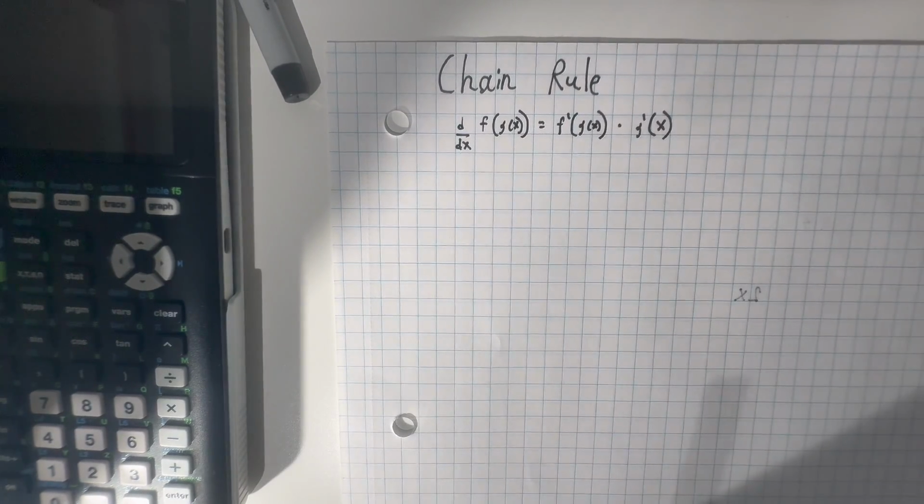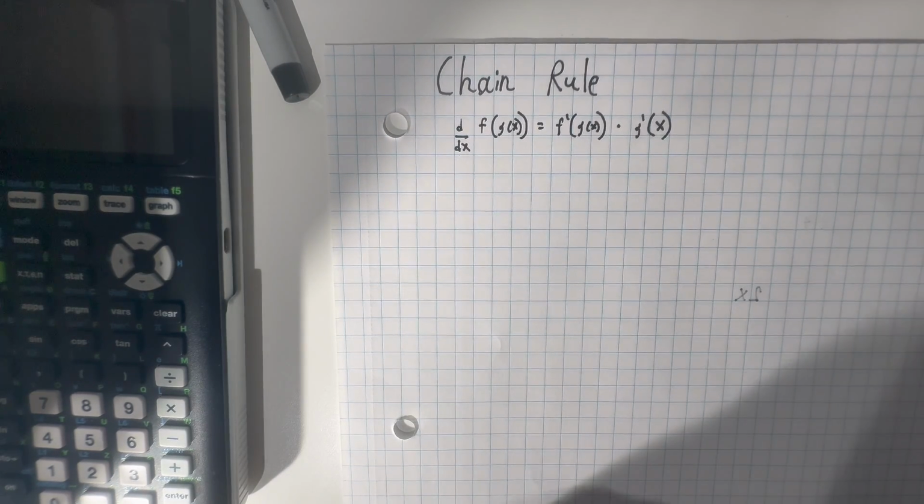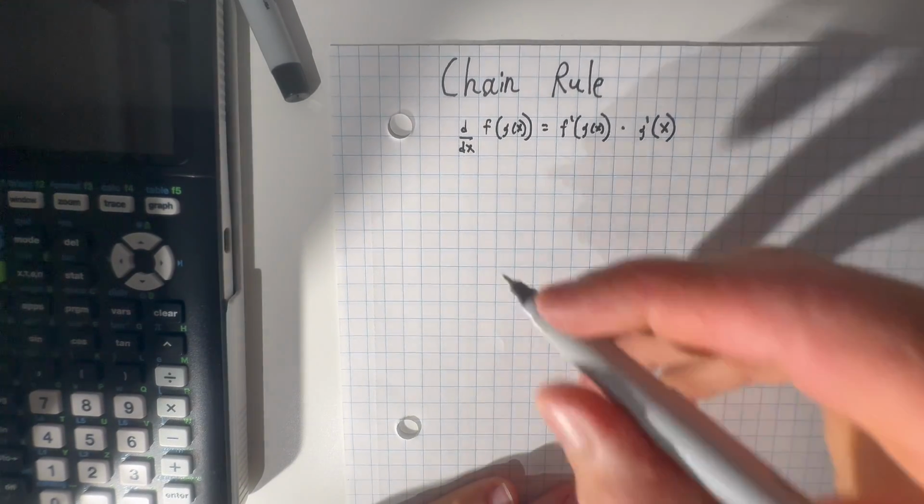Everyone, welcome to another video, and today we'll be learning about the chain rule. So the chain rule is a relatively straightforward rule in calculus, and this is how it goes. The derivative of f of g of x is equal to the derivative of f of g of x times the derivative of g of x. So let's jump straight into an example.